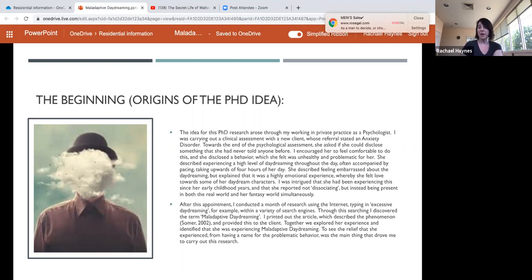I printed out the article by Eli Somer, the 2002 one, which described the phenomenon. And I provided this to the client. Together, we took some time to explore her experience in therapy and identified that she was, in fact, experiencing maladaptive daydreaming. To see the relief that she experienced was a real moment for me. She had a name for this problematic behavior that had been carrying on from the very beginning of her childhood. And this was the main thing that drove me to carry out the research within my PhD thesis.